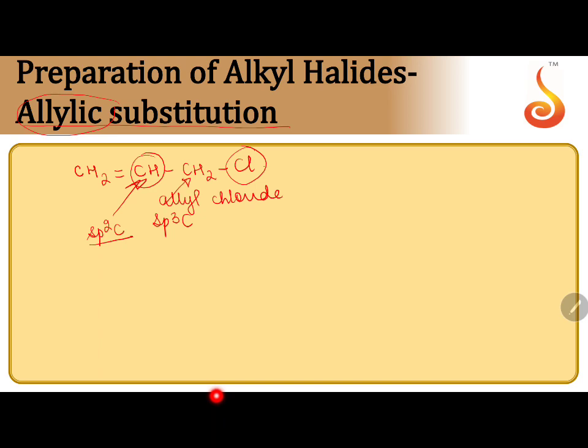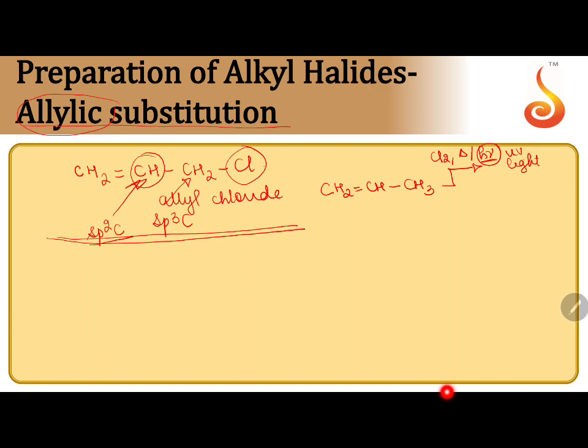So we are going to learn how to prepare allylic halides. There are three methods. The first method is you can take propene and react it with chlorine in the presence of either heat or light. Light can be represented like this, or UV light.